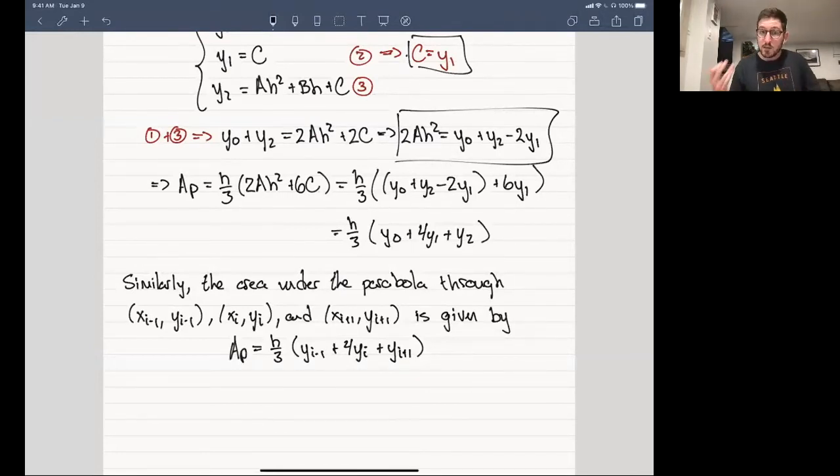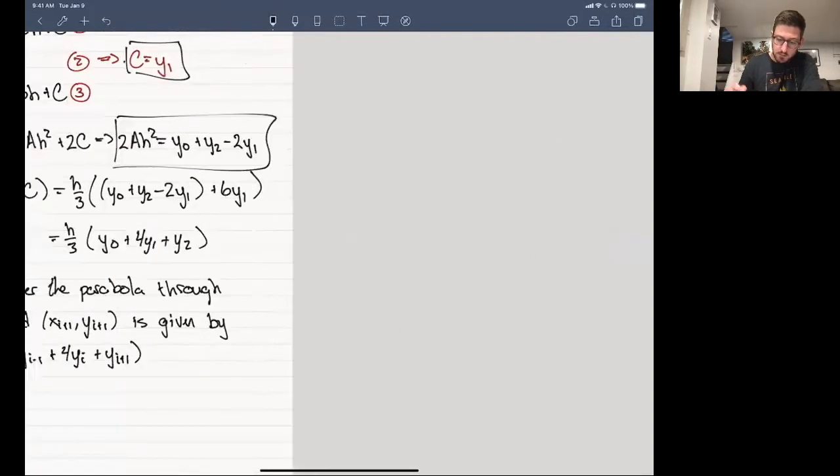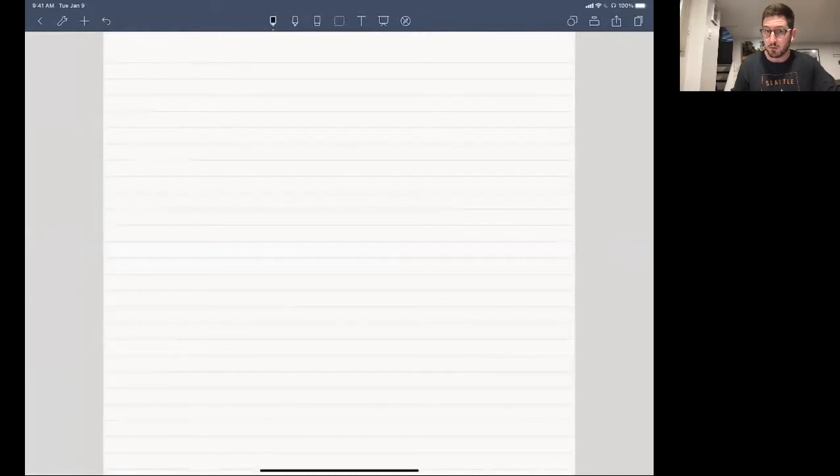And so what Simpson's rule tells us, or what it dictates, is that we can approximate the integral using these parabolas, and it gives us this approximation.